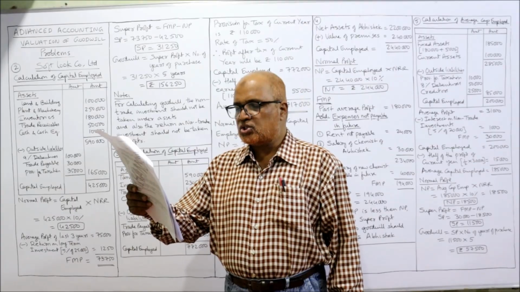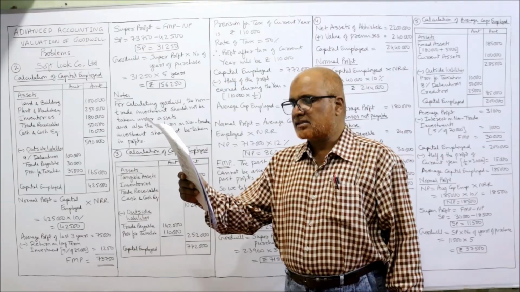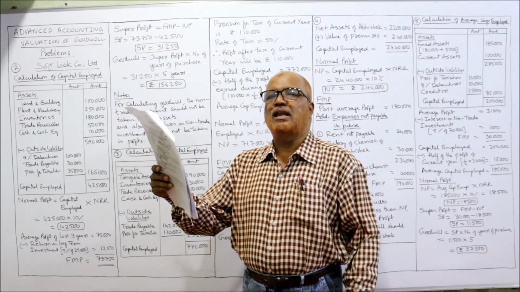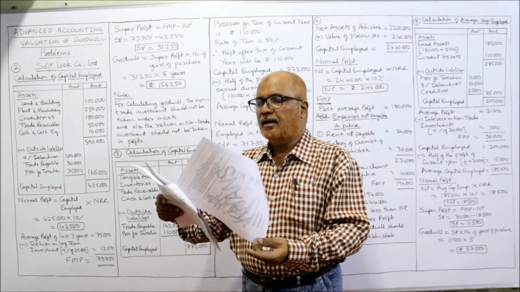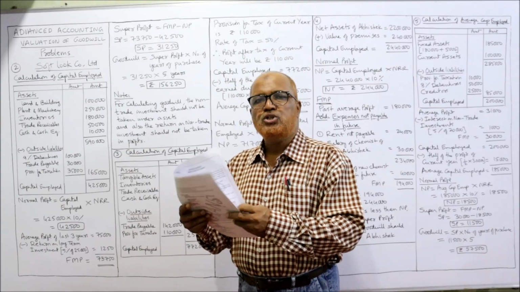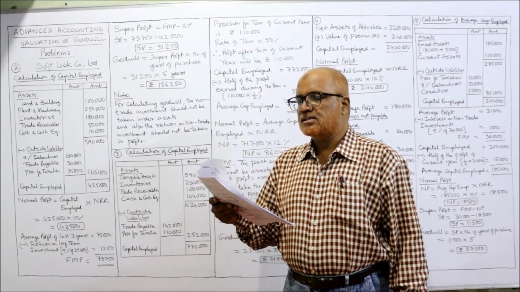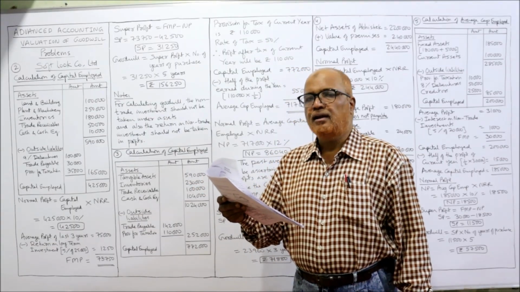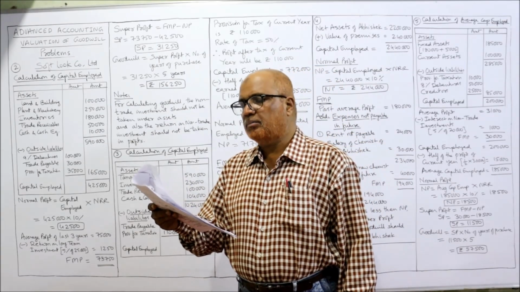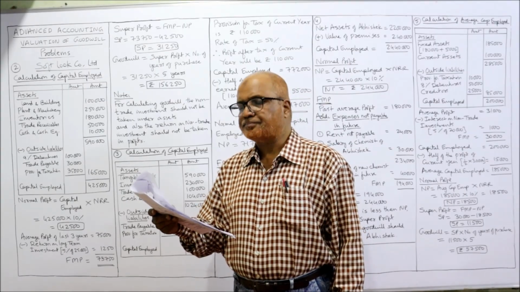Now notes to the accounts. Share capital: 45,000 equity shares of 10 each fully paid. Reserves and surplus consist of profit and loss account. Long-term borrowings consist of 9% debentures. Trade payable consists of creditors. Short-term provision consists of provision for taxation. Tangible assets: land and building, plant and machinery. Intangible asset: goodwill. Then non-current investments, long-term investments, face value 25,000 at the rate of 5%.